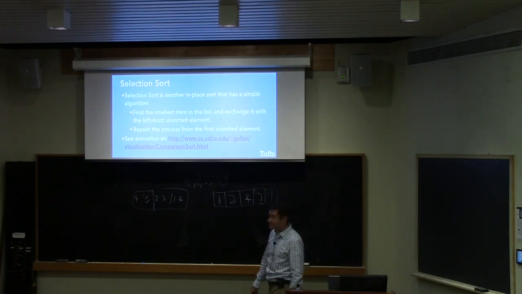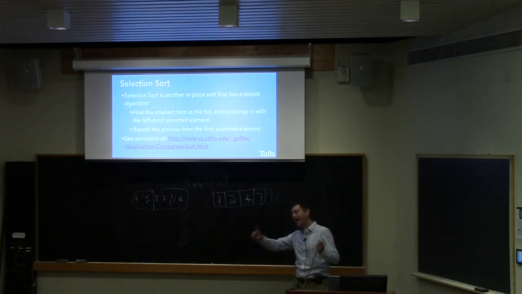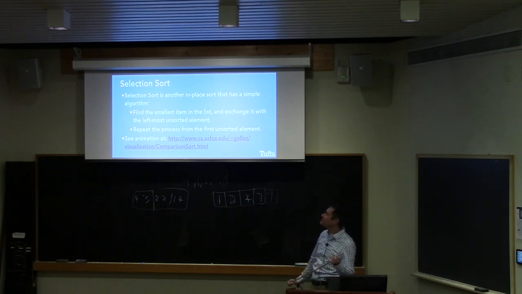So another sort called selection sort. This is actually in some sense even easier than insertion sort. Okay, here's how it goes. Find the smallest item in the list and exchange it with the leftmost unsorted element. And then repeat. Right? Repeat.